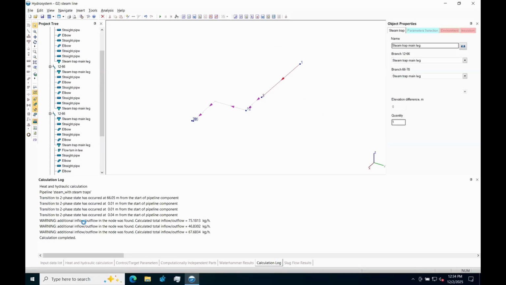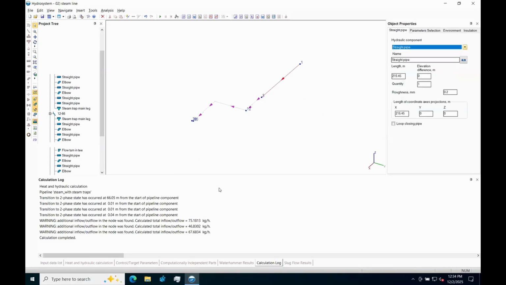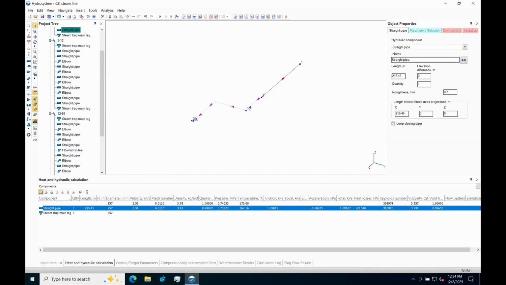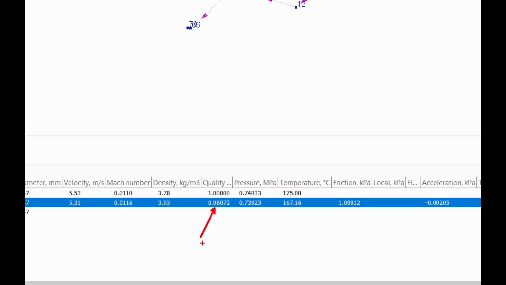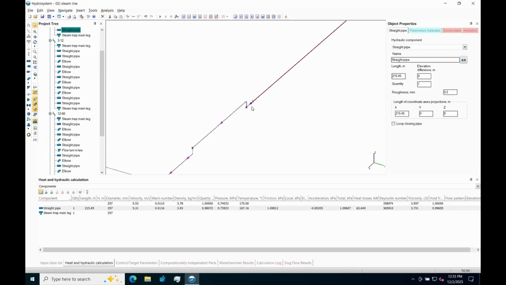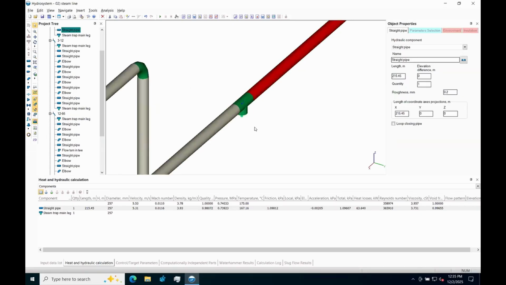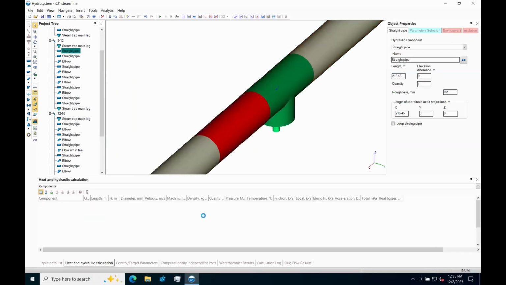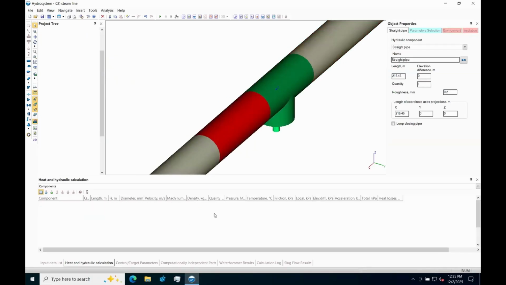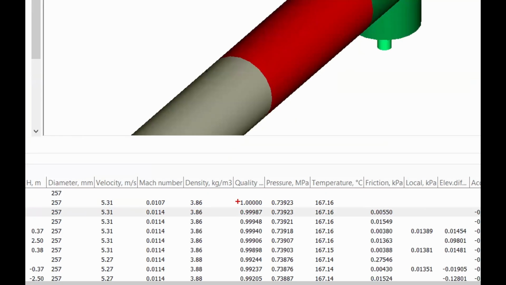Let's start with the first pipe over here. As it was before, the fluid condensates almost the same, about 2%, but then we have a steam trap which will take all the liquid away from this pipeline. If I select this piping component, we will see that the quality is once again equal to 1. So the liquid moved away via this steam trap, and here we have a pure steam flow in this piping component, which again starts to condensate.